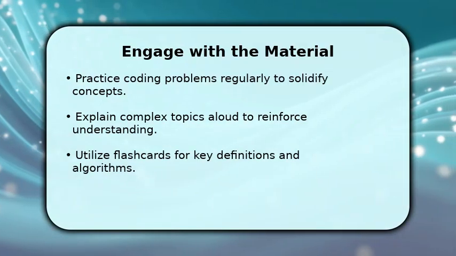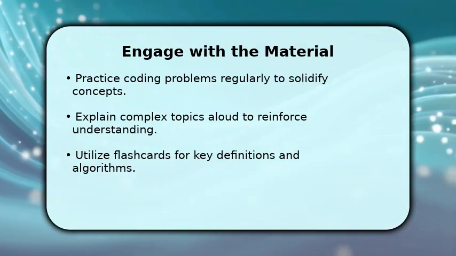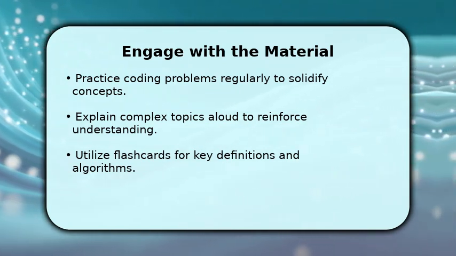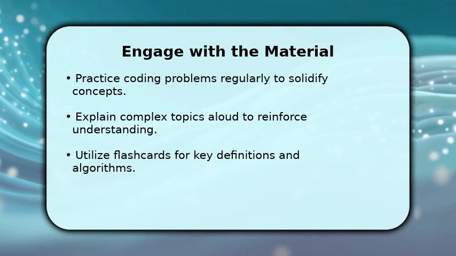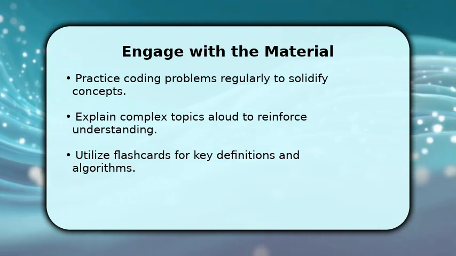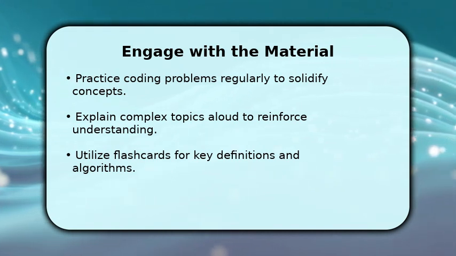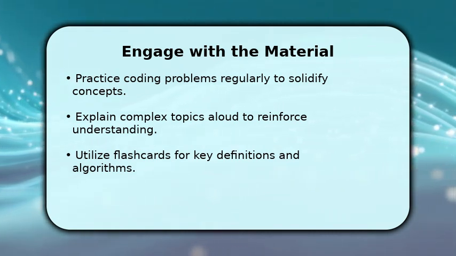Now, let's dive into active learning. Don't just passively read, actively engage with the material. Practice coding problems regularly, aiming for at least 5 to 10 problems per topic. Try explaining complex topics aloud to a friend or even to yourself. This method highlights gaps in your understanding.